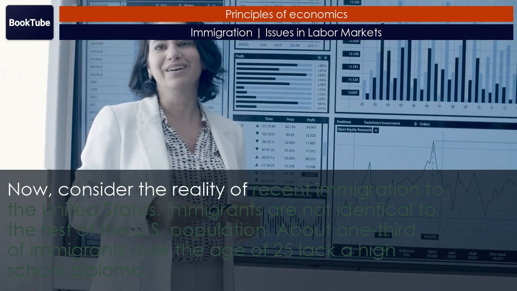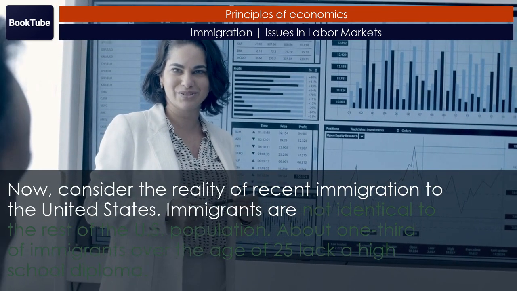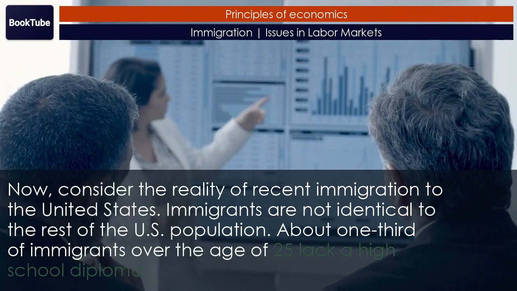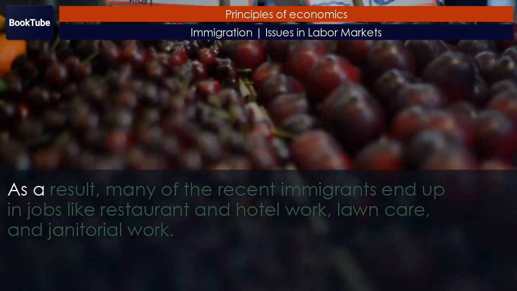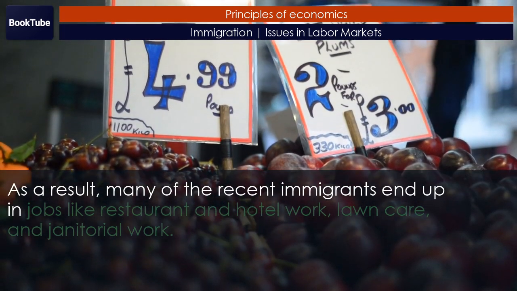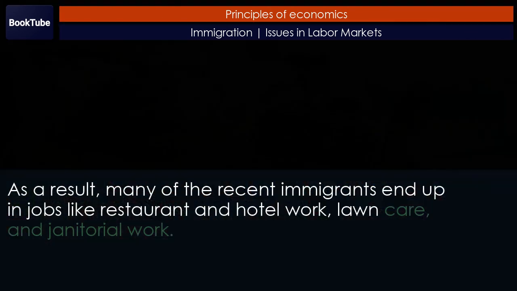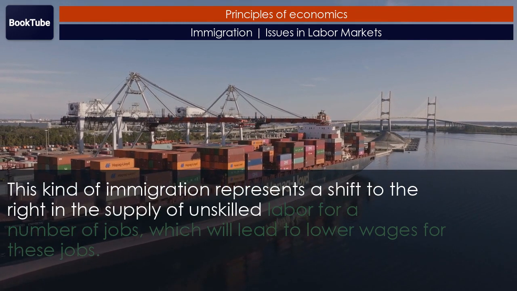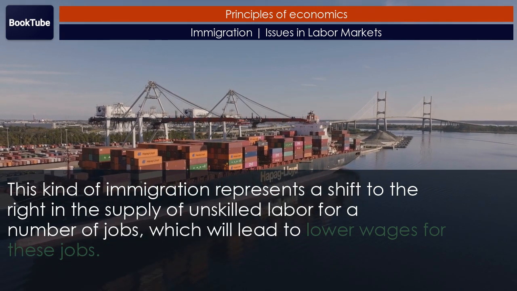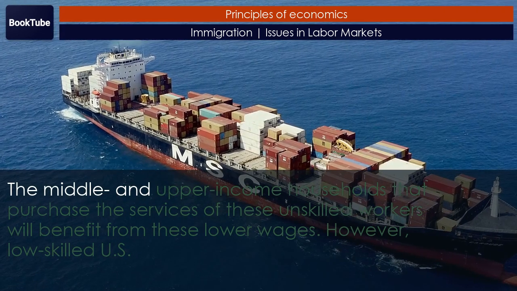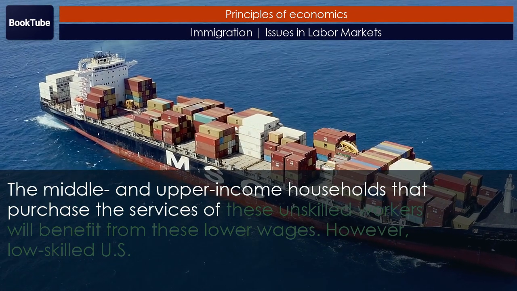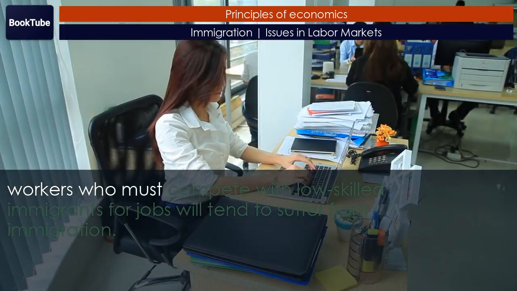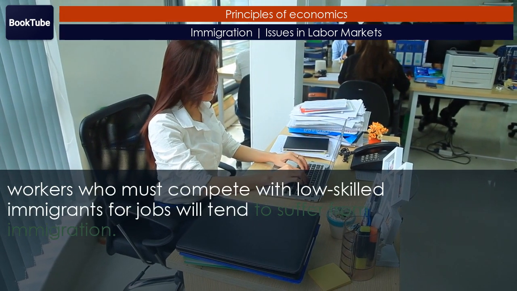Now, consider the reality of recent immigration to the United States. Immigrants are not identical to the rest of the U.S. population. About 1/3 of immigrants over the age of 25 lack a high school diploma. As a result, many of the recent immigrants end up in jobs like restaurant and hotel work, lawn care, and janitorial work. This kind of immigration represents a shift to the right in the supply of unskilled labor for a number of jobs, which will lead to lower wages for these jobs. The middle and upper income households that purchase the services of these unskilled workers will benefit from these lower wages. However, low-skilled U.S. workers who must compete with low-skilled immigrants for jobs will tend to suffer from immigration.